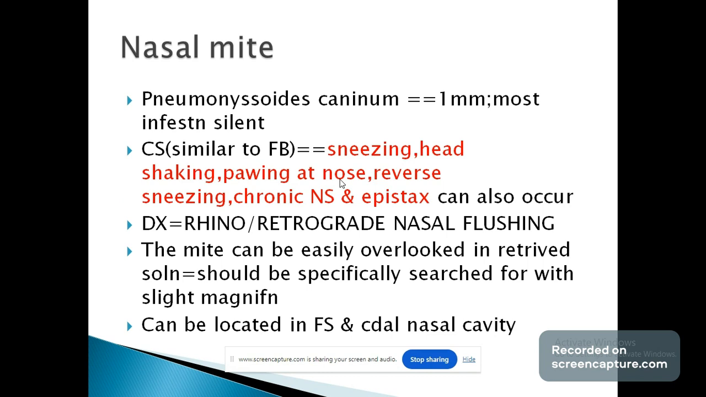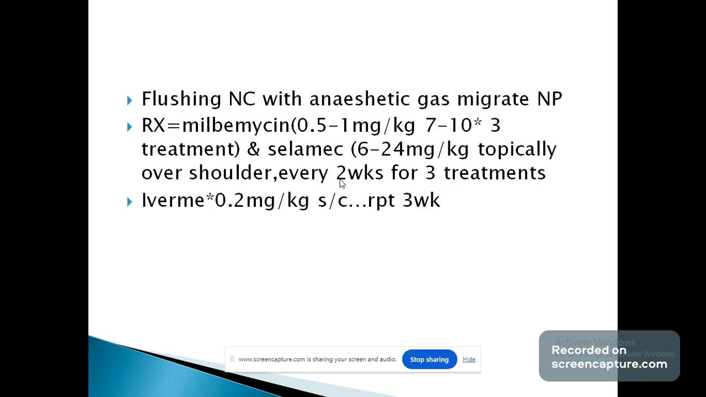Another disease is nasal mite. Nasal mite is Pneumonyssoides caninum. It is 1 mm in size. Most nasal mite infestations are silent. An important point here is that the clinical signs of nasal mite are very similar to foreign body. You would observe sneezing, pawing at the nose, head shaking, reverse sneezing, and chronic nasal discharge. Diagnosis of nasal mite is through rhinoscopy and retrograde nasal flushing. The mites might also be located in the frontal sinus and caudal nasal cavity.